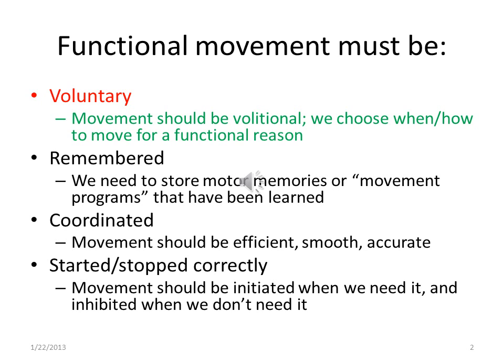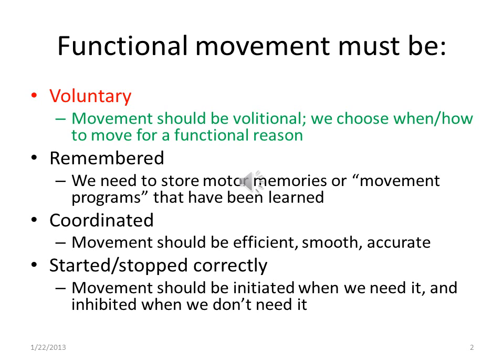This slide lists 4 components that functional movement needs to have. It needs to be voluntary, chosen by us for a functional reason. We need to remember motor programs or patterns of movement that we have learned. We need to be smooth and coordinated, and movement needs to be started and stopped correctly. Each of these 4 functions of movement utilizes a primary brain region or circuit, all of which need to work together in order to allow movement to be as functional as possible.